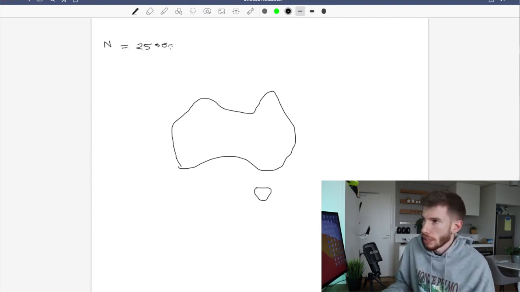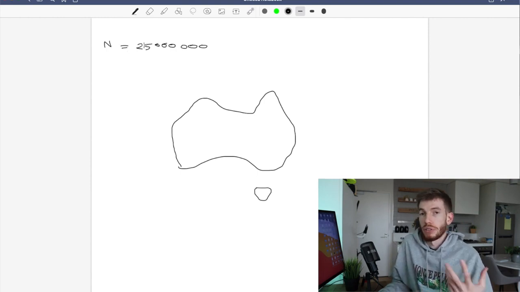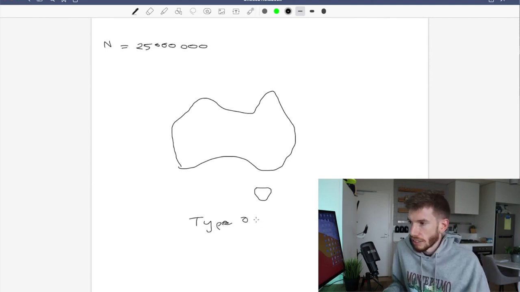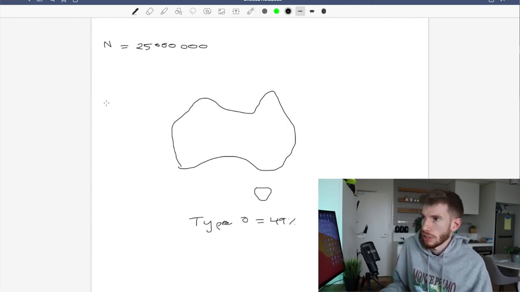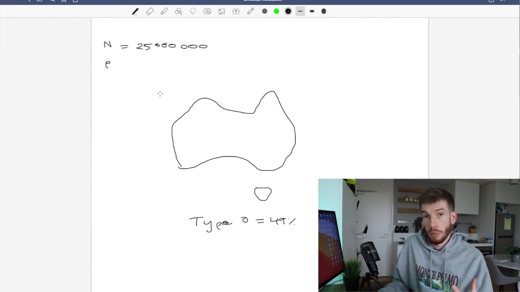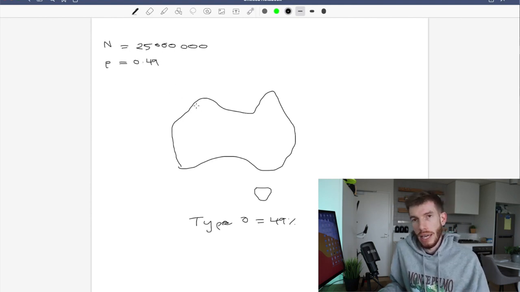25 million. And if, for example, we're interested in looking at the proportion of people who have type O blood, then we do know already statistically that 49% of all Australians have type O blood. And so what this means is that the proportion of the entire population, so the population proportion P, is going to be 49%, or we'll express it as 0.49, like that.